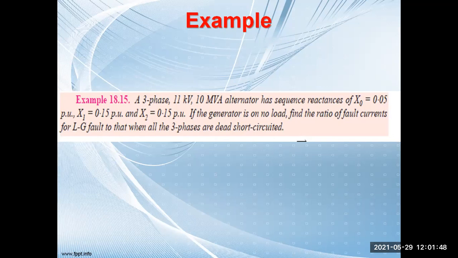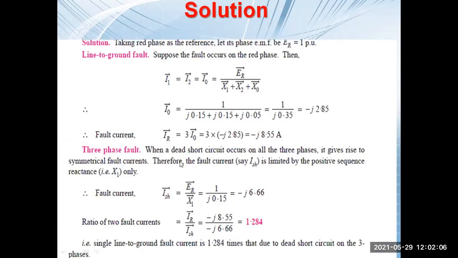That is a symmetrical fault. Correct. Very good. So we have to take the ratio of the 2 fault currents. One is the first case, the single line to ground fault, and the second case is the fault current due to a symmetrical fault. So we'll see how to solve this problem.